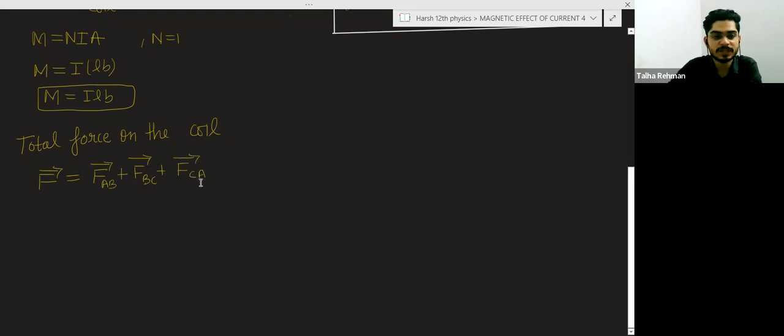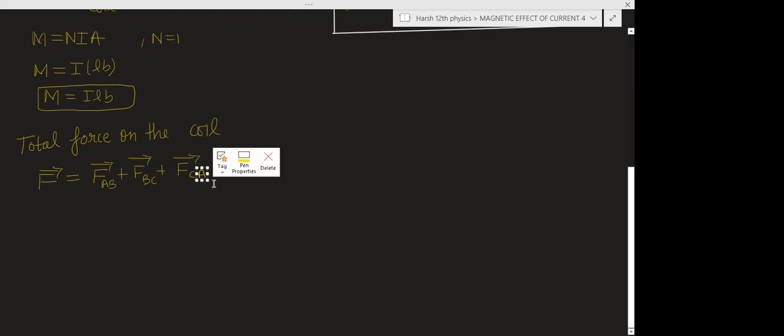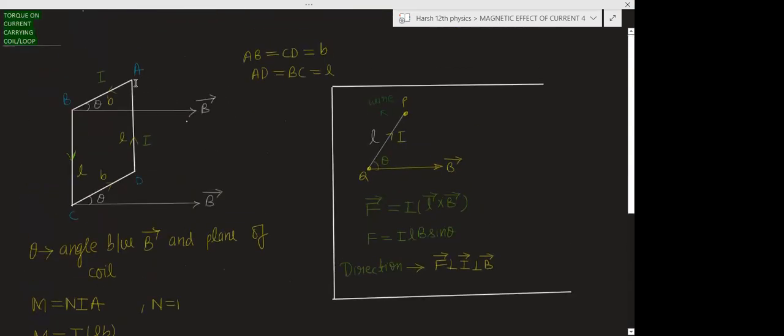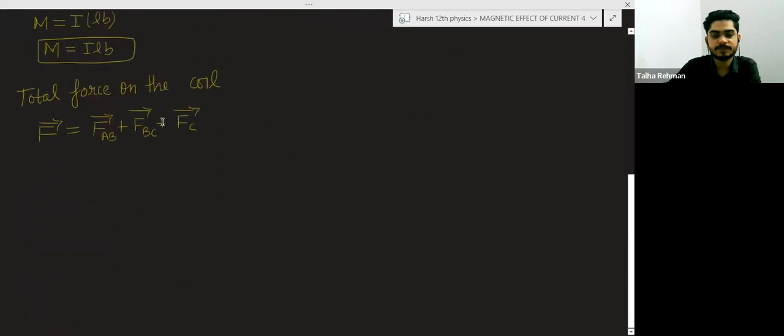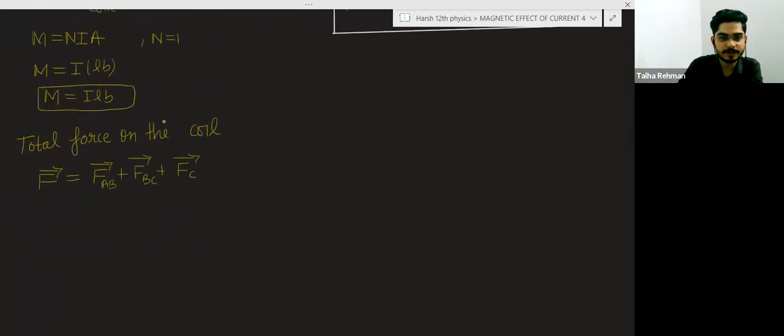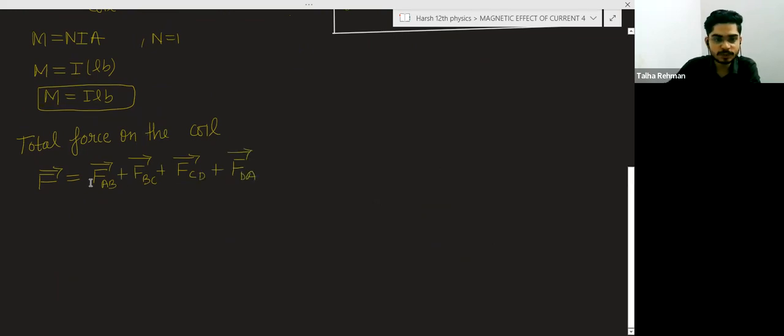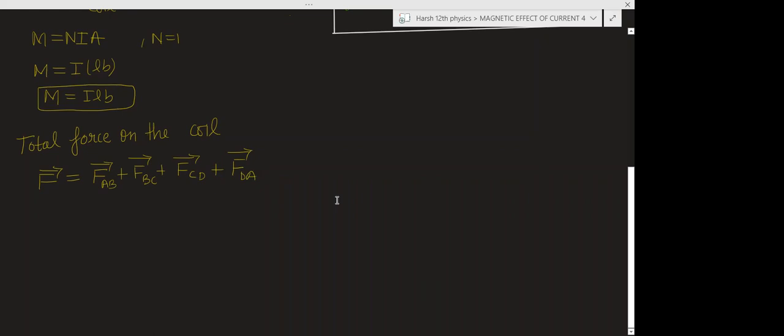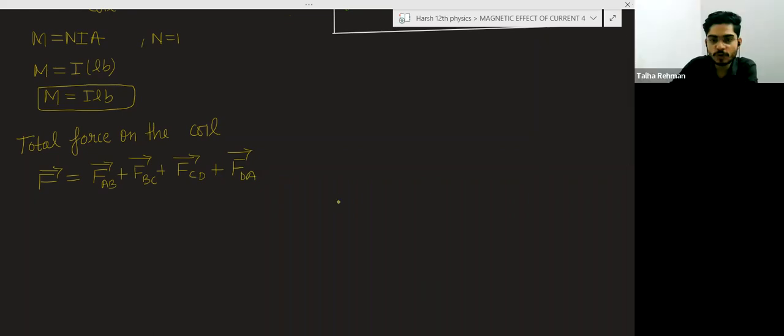No, not CA. This is CD. Force on AB, BC, CD, DA. So this is an AB force vector, this is a BC force vector, a CD force vector, and a DA force vector. So now we should know how we will write this FAB.